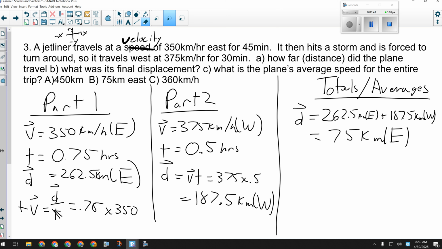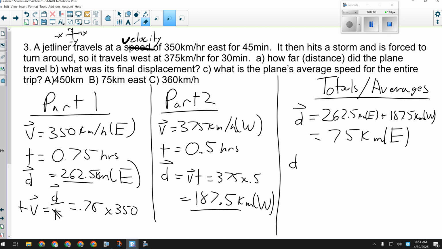Sorry. What's the distance traveled? Is distance scalar or vector? Scalar. So does it care that one's east and one's west? Okay. It's just how far did the plane fly in total. So what do I do with this number and this number? I just add them, and I don't make one of them negative. Okay? This is just about how far I'm going.